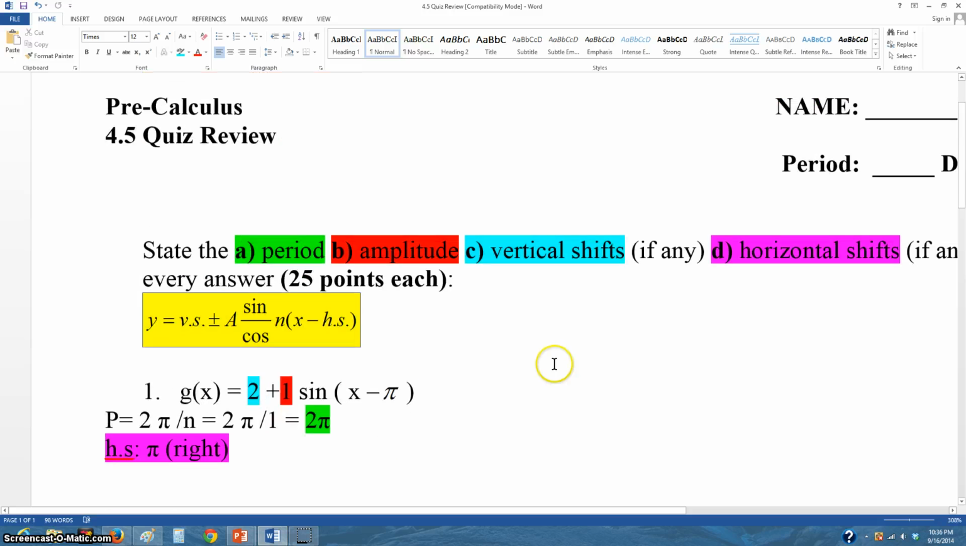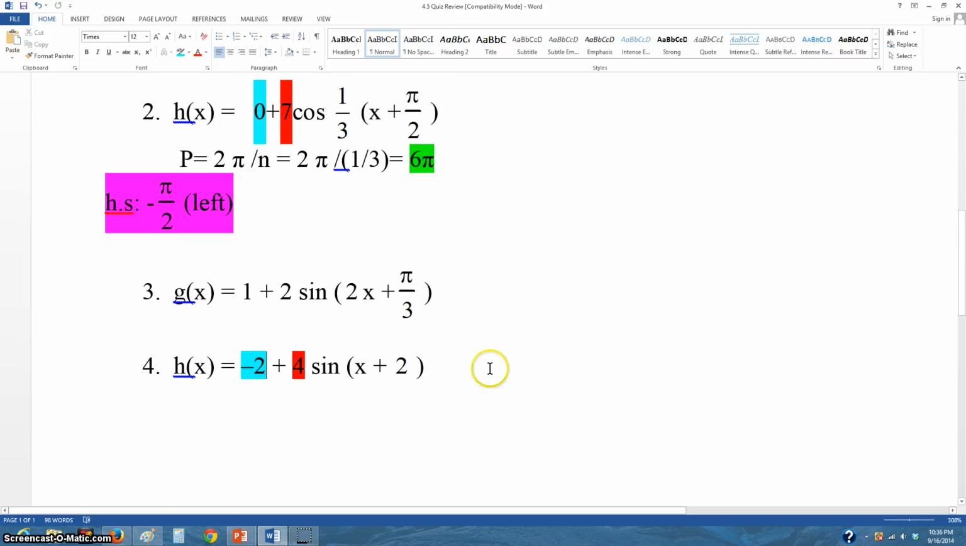Okay, and then next is my horizontal shift. So if you take a look here, let's go ahead and copy and paste it into here. Horizontal shift is the opposite of what's going on inside that parentheses. So the opposite of a +2 is a -2, and that means it's going towards the left direction.